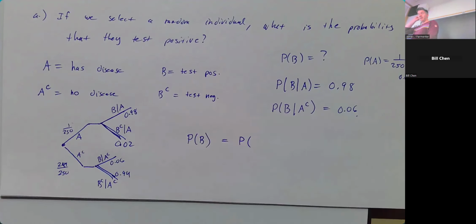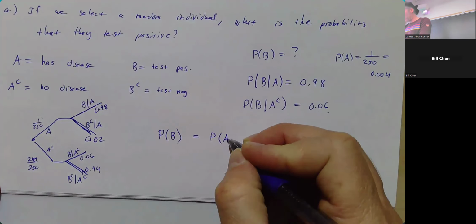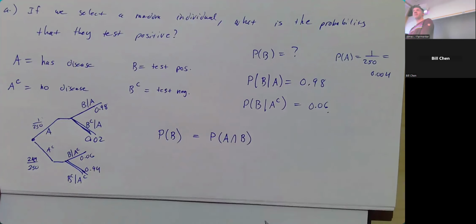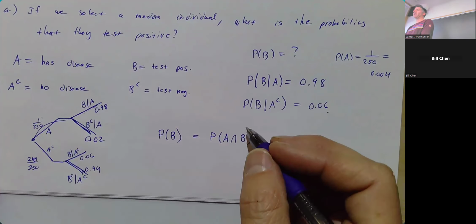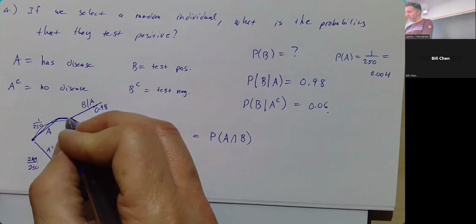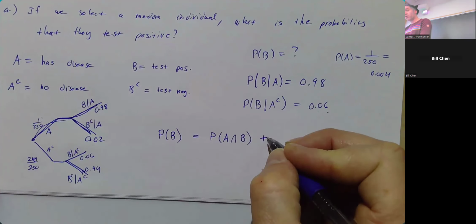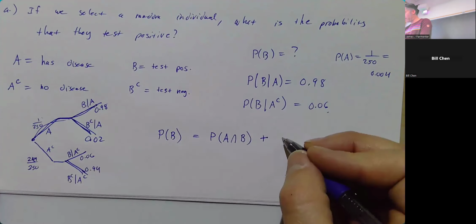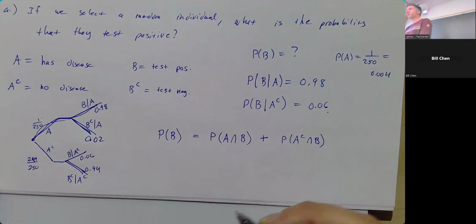So I'm going to write that. I'm going to write this actually in the formulaic way, just so you all can see it. This is going to be the probability of having the disease and testing positive. That's this path right here that has these two branches in it. Or this other path where I have not having the disease and still testing positive.